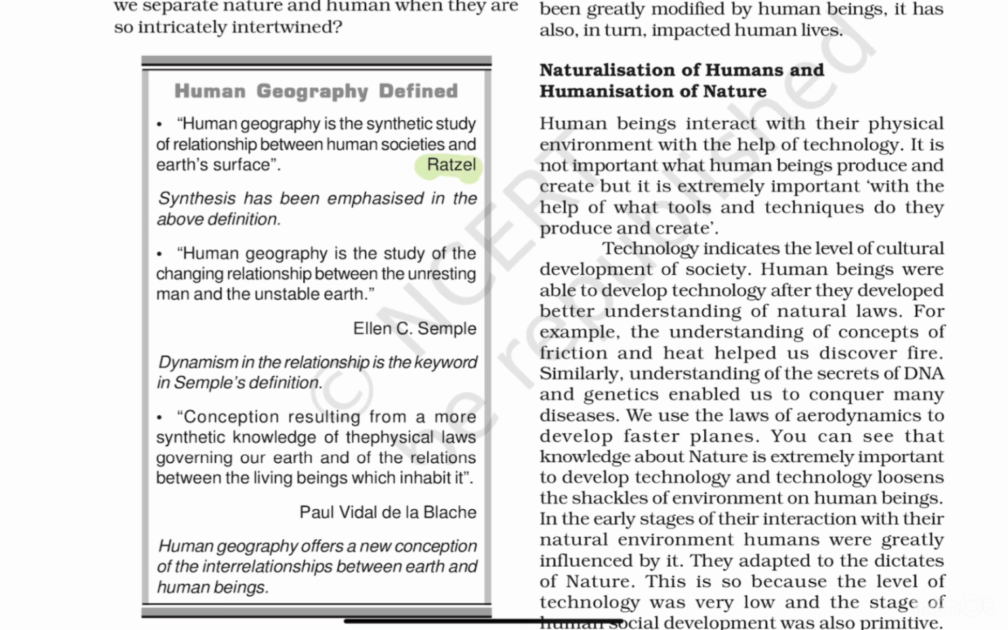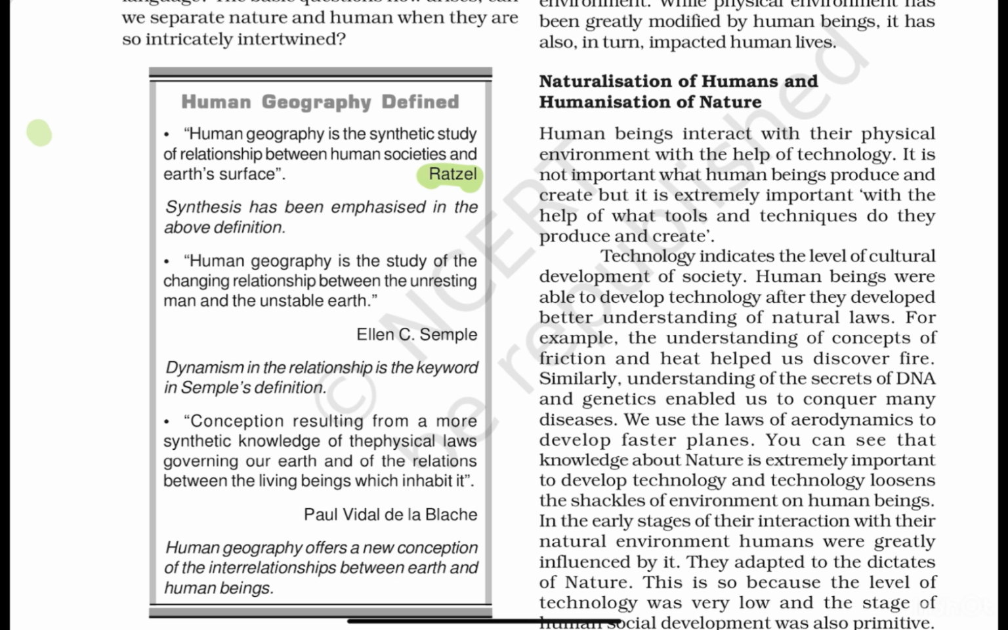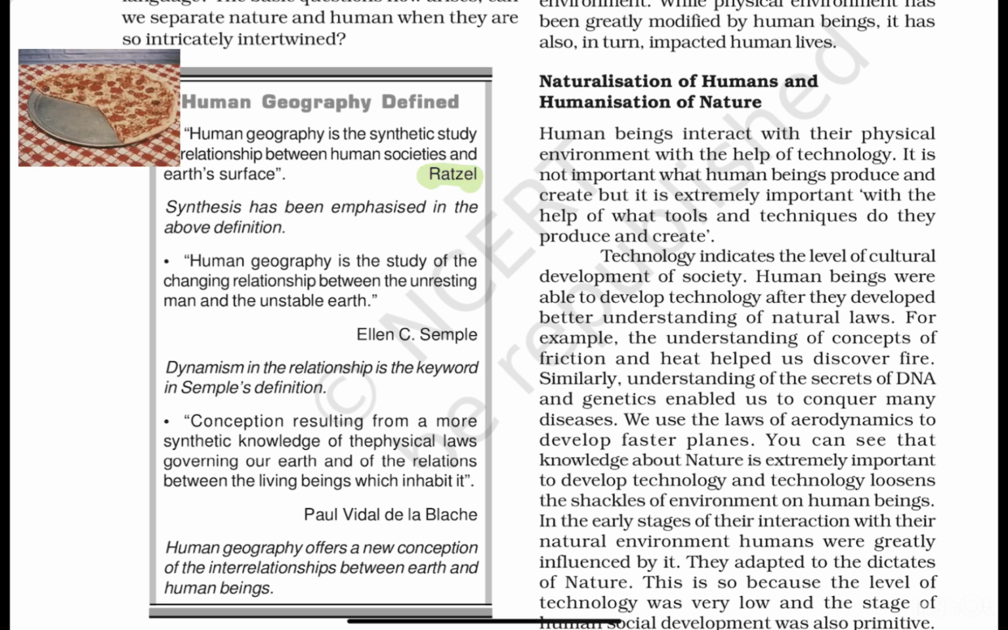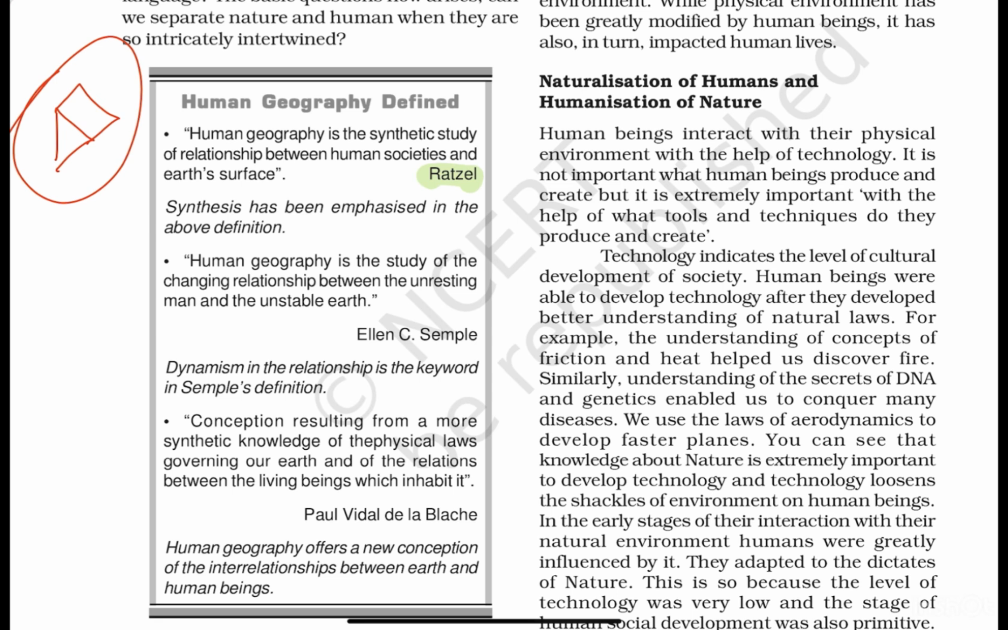Now, synthetic, it means combining different parts to make a whole. Okay, synthetic means combining different parts to make a whole. For example, the different pieces of pizza make the pizza as a whole. Just an example. So Ratzel defines human geography as a subject that brings together different elements, human activities, the societies, the natural environment, and it is studying their relationship.